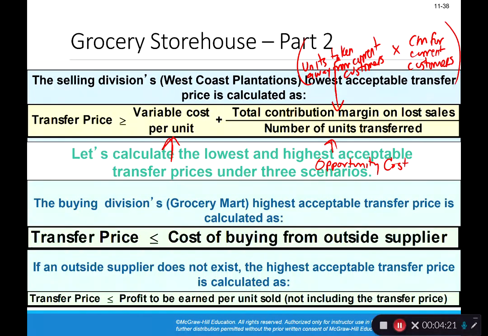The buying division, super easy. The buyer's not going to pay any more than they're already paying to the outside world. So if they're paying $20 to an outside supplier, they don't want to pay any more than $20, because if they can get it for $20, they're not going to pay more than $20.